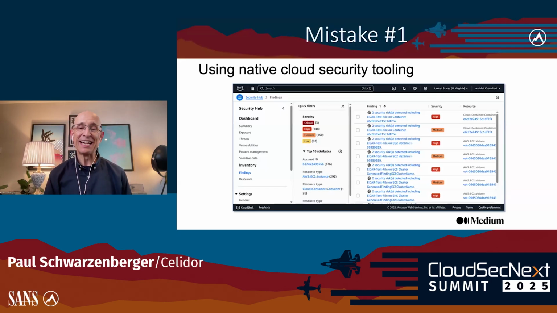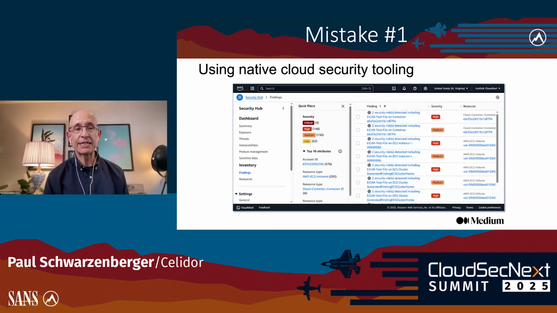So the first mistake that is commonly made, I would say, is using the native cloud security tooling. So this screenshot's actually from a Medium article by Ashish Chowdhury, and this is of Security Hub in AWS. And so you might think, well, actually this doesn't look too bad. We've got maybe 3 criticals, but this is just from a sort of test account, a single test account.